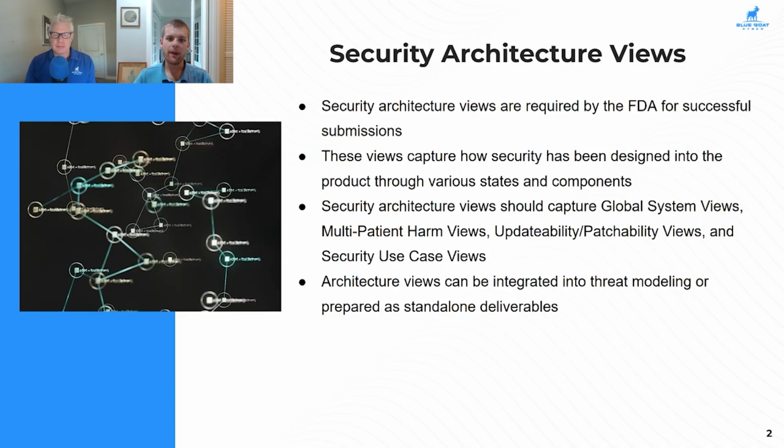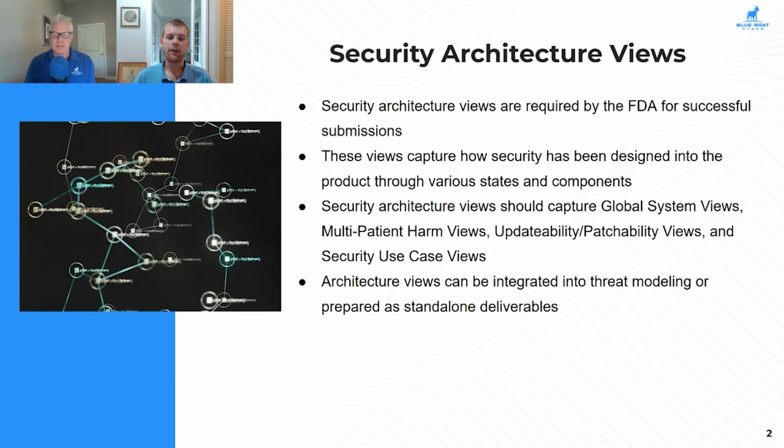Now, the 4 main views that we need to consider are the global system view, multi-patient harm view, updatability and patchability view, and secure use case views. We'll talk about what each of those mean in a second. For developing the architecture views, there are a couple of different recognized ways that the FDA will accept the documentation. And this can be either integrated into threat modeling or prepared as standalone deliverables.